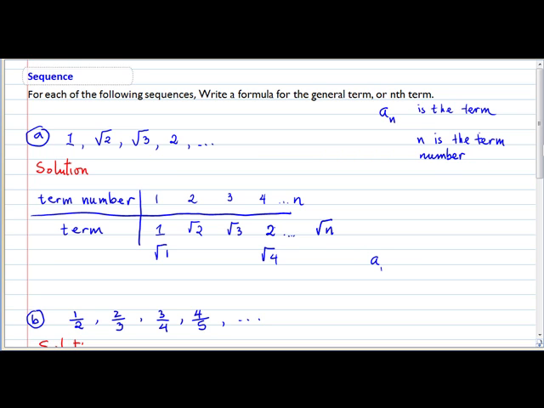So our sequence can be written as the square root of n. So that is our answer.